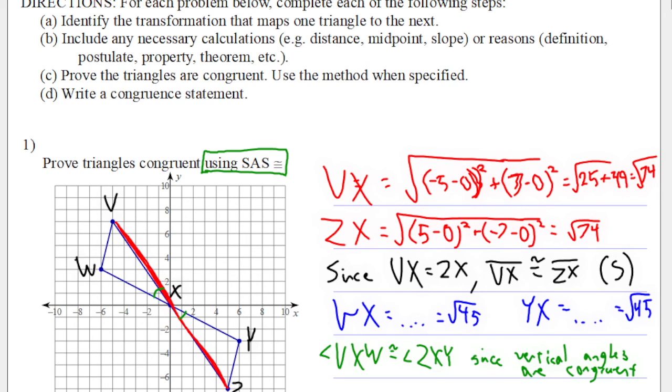And then we have our triangles congruent by side angle side. Because we found the distances to get our first two pairs of sides. Then we got the included angles because we knew they were vertical angles across from each other. And vertical angles across from each other have to be congruent.